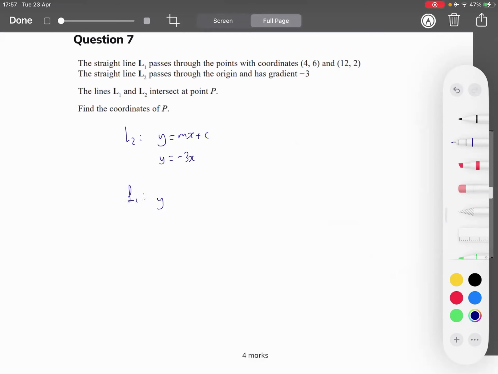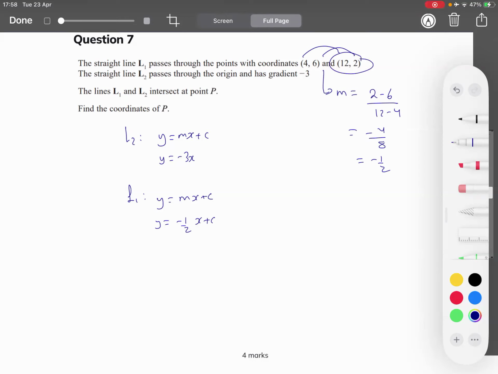So we get y equals mx plus c. We need to work out the m, which is change in y divided by change in x. So 2 minus 6 divided by 12 minus 4. So it goes down by 4 and across by 8. So -4 over 8, which is -1/2. Okay. So then I get y equals -1/2 x plus c, and I have to work out c by picking one of these two coordinates.